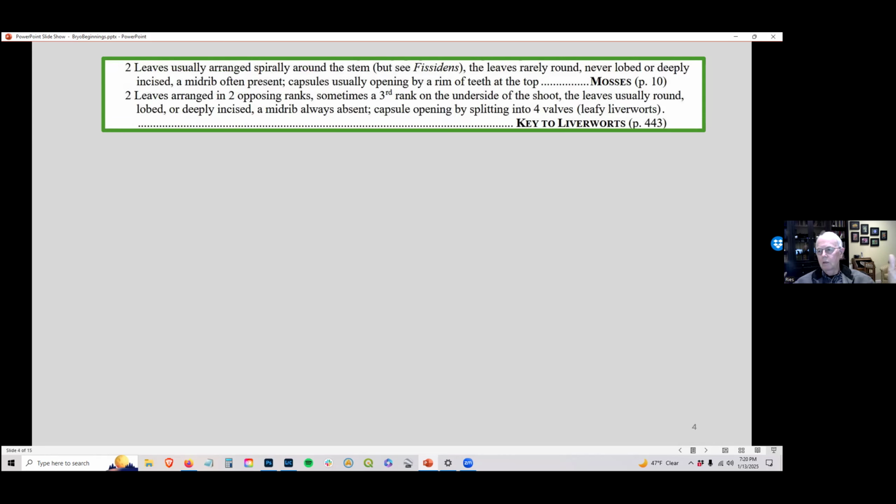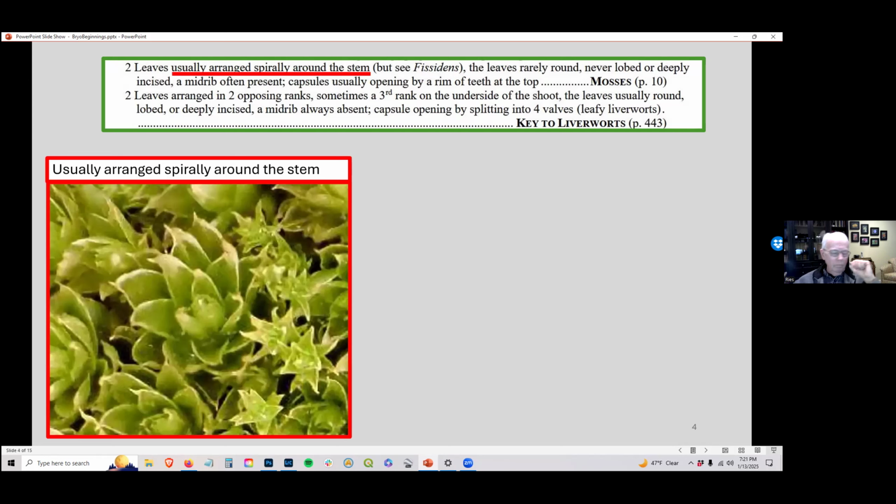So if we were in the first number one and we came up with something that fit that, then we would be on this couplet number two. And we'll start at the top this time. Leaves arranged spirally around the stem. And we'll get to this Buxbaumia and Diphyscium later. The leaves rarely round, never lobed or deeply incised, a midrib often present, capsules usually opening, etc. So let's just deal with the spirally around the stem.